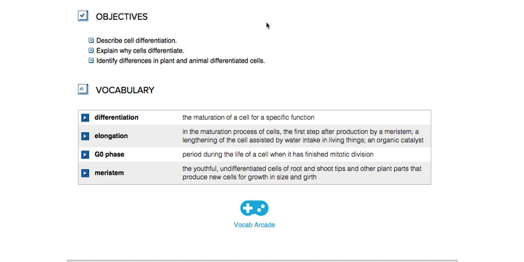So, with that, let's take a few minutes. Let's talk a little bit about cell differentiation. And before we do that, we really have to go back and talk about information that we talked about earlier on in the year.